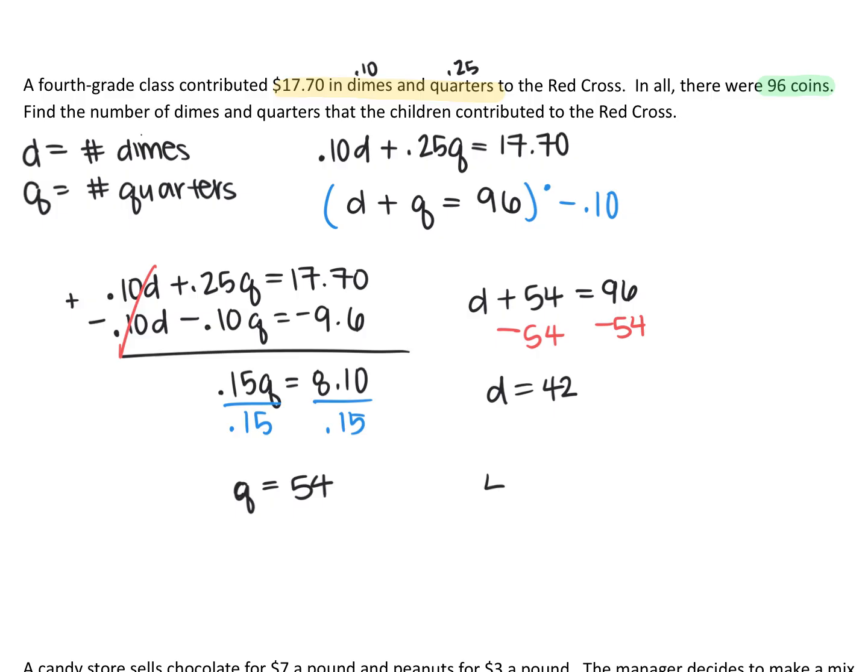So we can say that there were 42 dimes and 54 quarters.